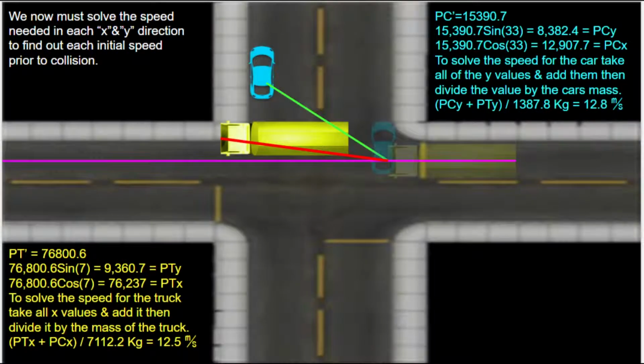Then we will take each side, since we know the truck was traveling in the x direction and the car was traveling in the y direction. So we put the truck's and car's x direction together and the car's and truck's y direction together, and divide it by the mass of each of the vehicles in the respective direction, which will give us the speed at which the y direction was traveling and the x direction was traveling, because momentum is conserved.